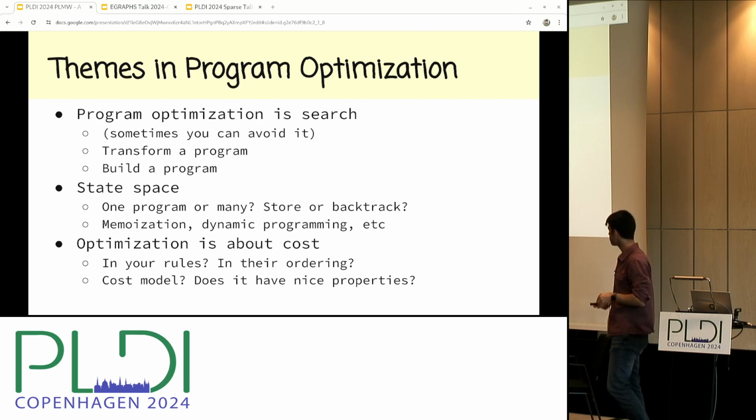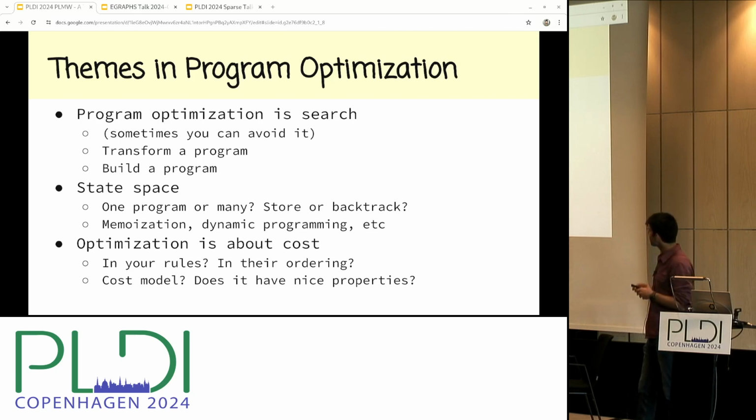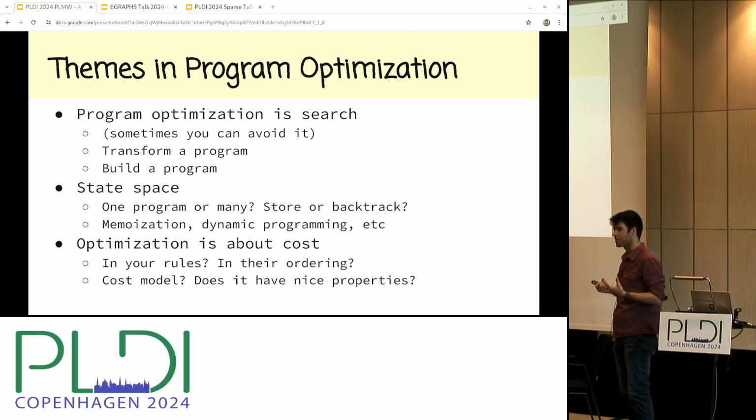And finally, one thing that I didn't get to talk a lot about is, well, optimization is about minimizing cost, right? The properties of these cost functions are very interesting and important and can change what you can do in your algorithms. We saw how in rewriting, these cost functions can get baked into your rules. Like, you want to prove a term rewriting system terminating.